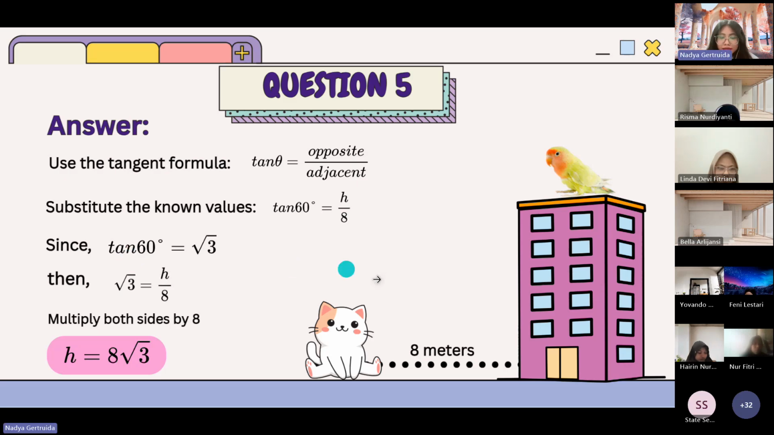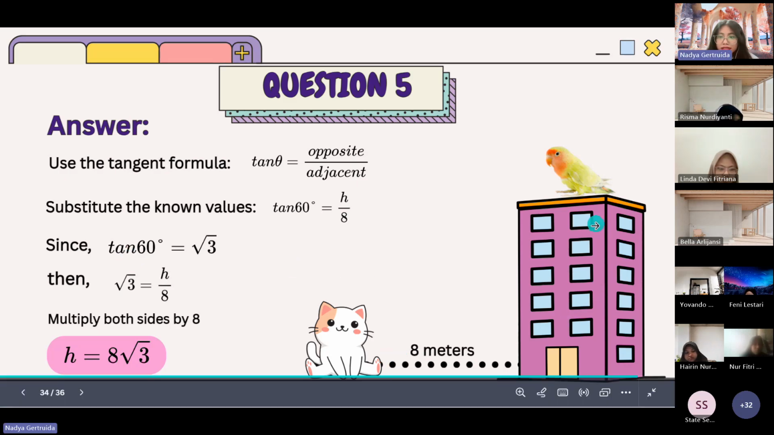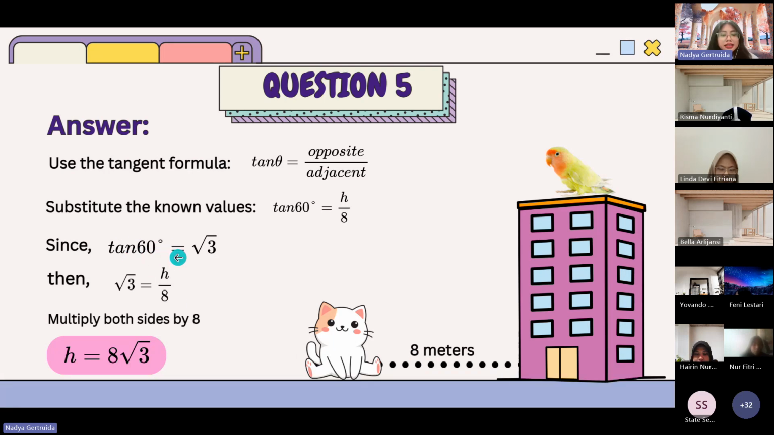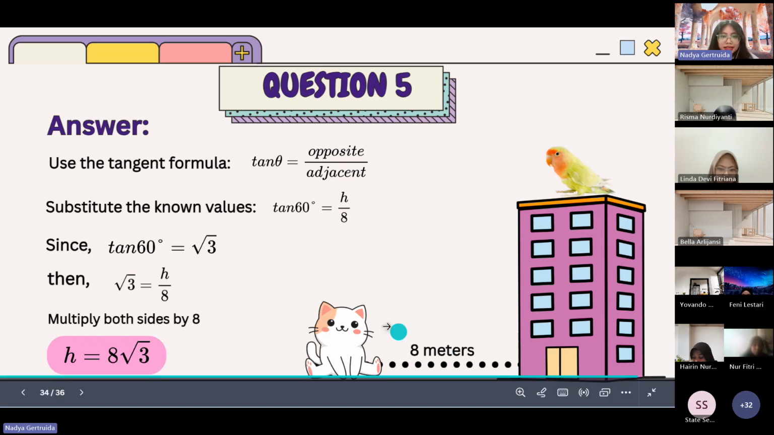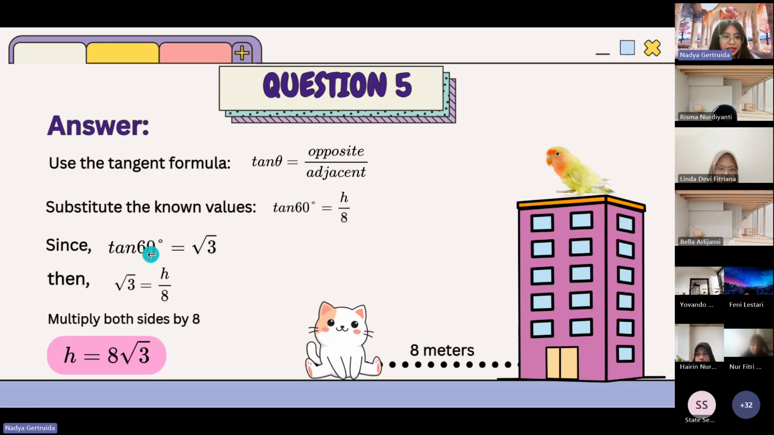And if the known values are opposite and adjacent, I use tangent. Tangent 60 degrees is equal to the opposite, which is 8, over the adjacent, which is 8. Tangent 60 degrees is equal to the square root of 3. This is from the special angle, the value of special angle ratios. Then we can substitute this.